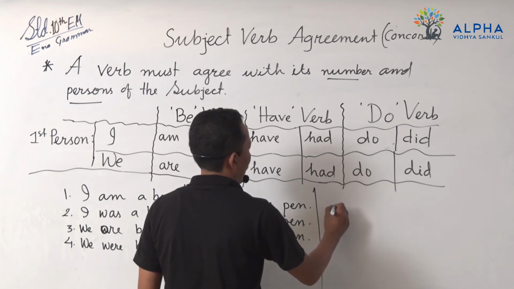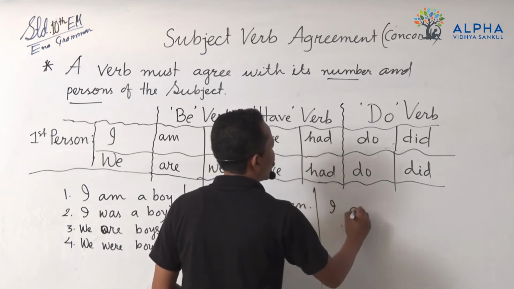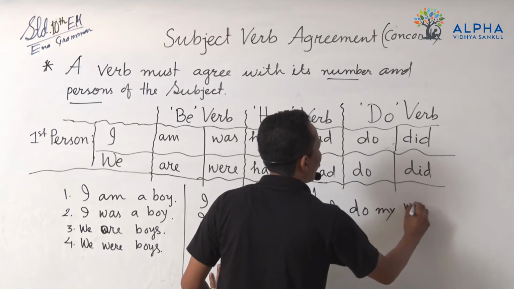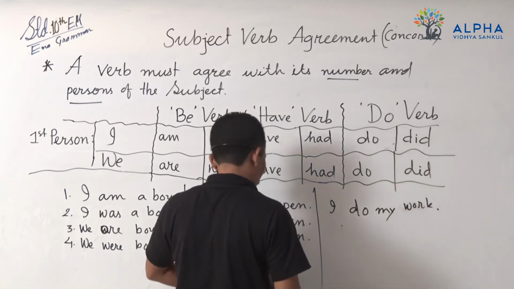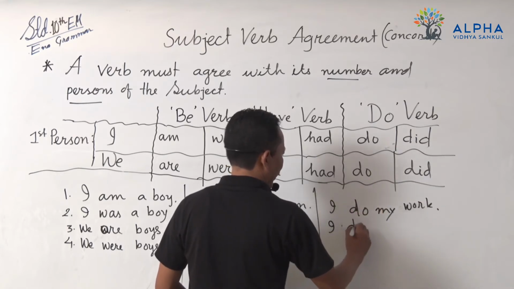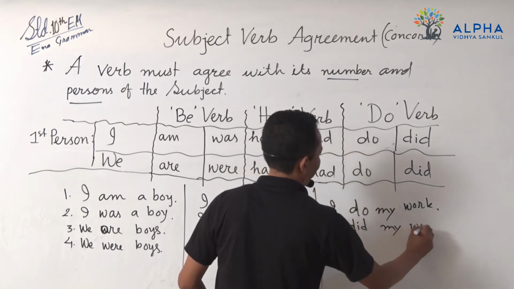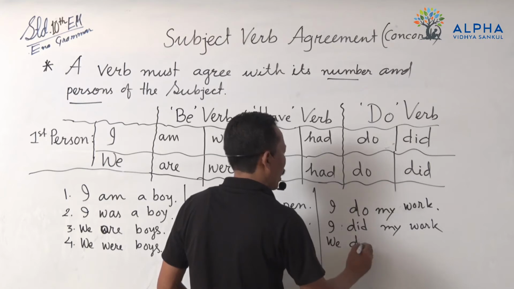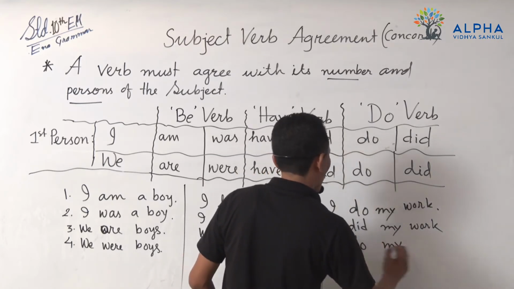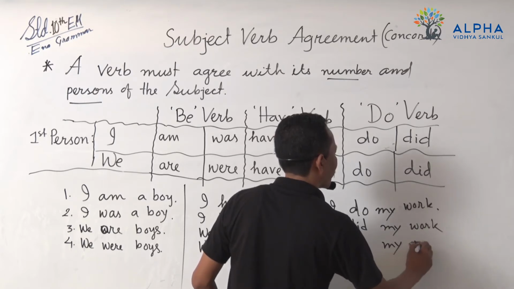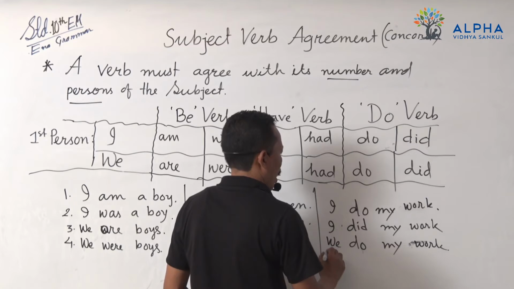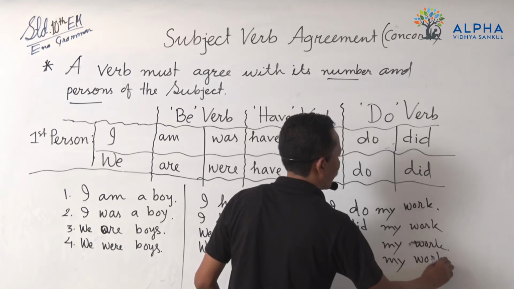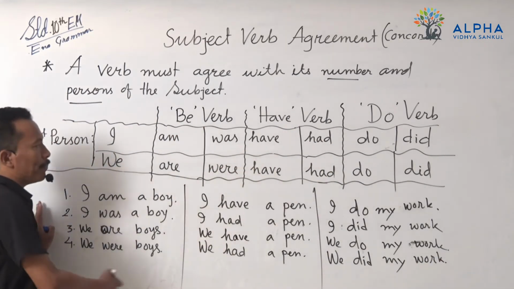And you can say I do my work. In past tense, I did my work. And we do my work, we did my work. So like this, these are the examples.